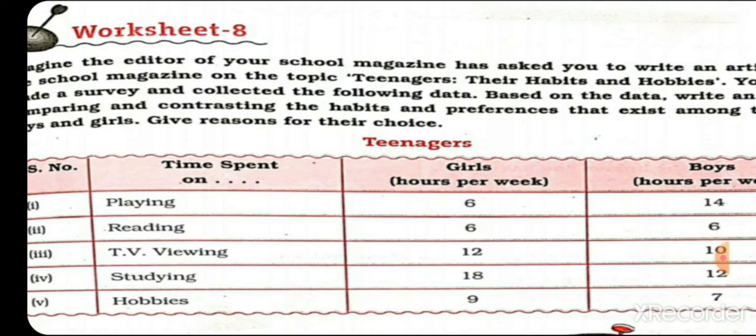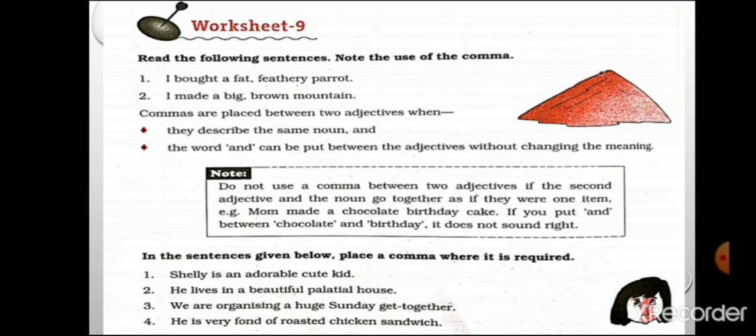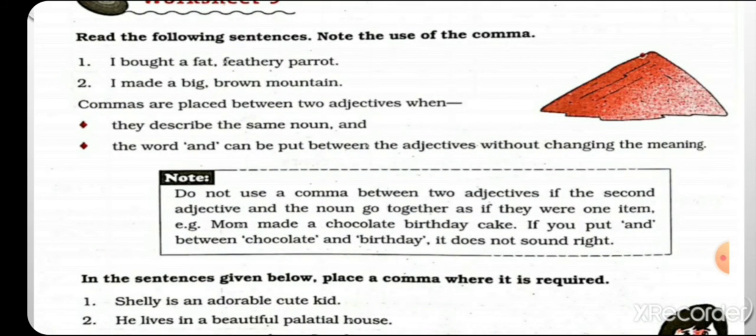Now students, here you have to write an article and try to use linkers of comparison and contrast while writing this article. And students, you can write this article on the basis of the data which you have collected after that survey. Now students, worksheet number 9, read the following sentences and note the use of the comma.